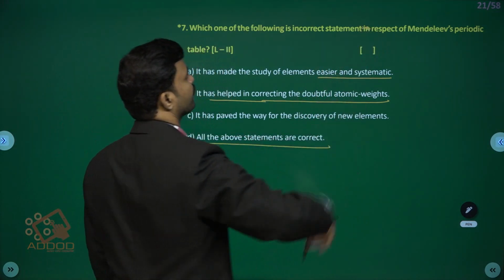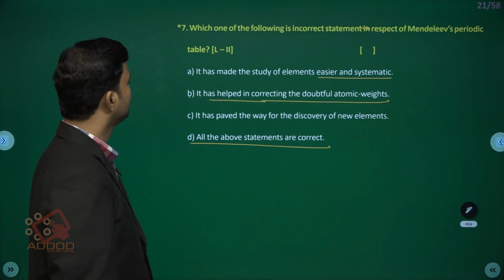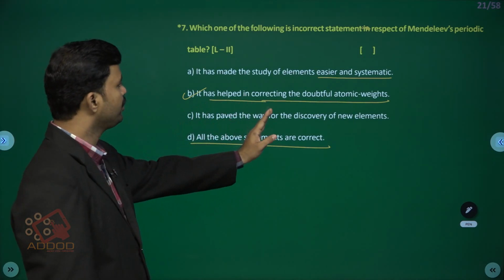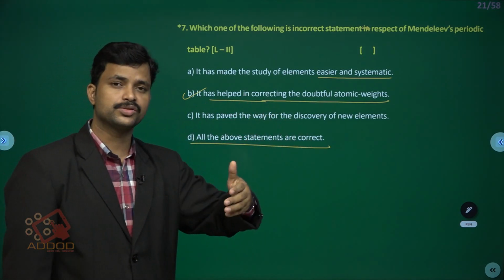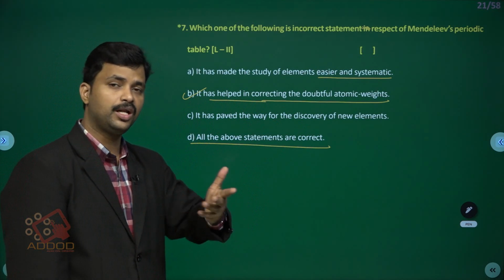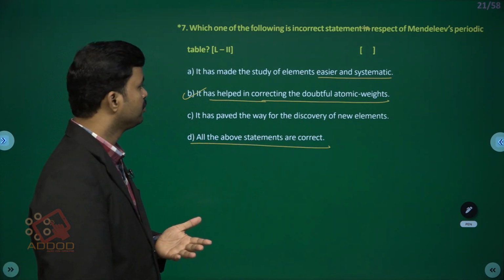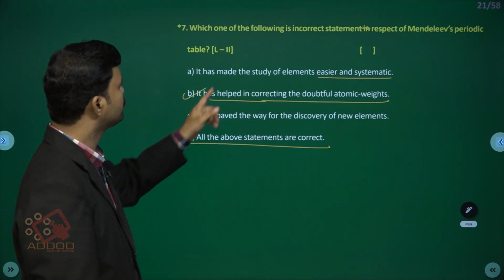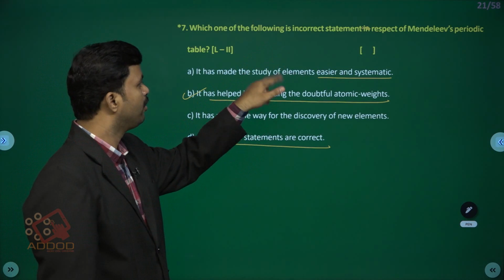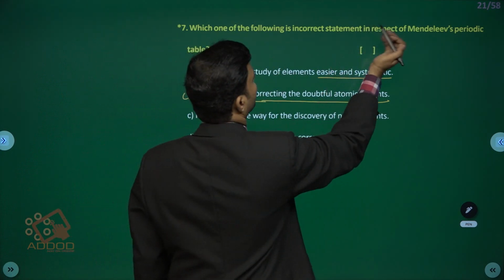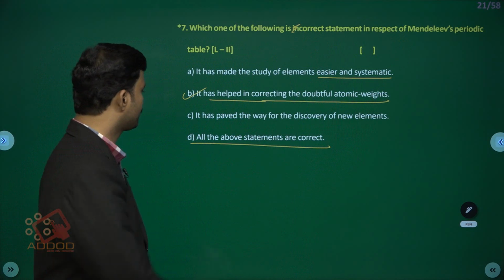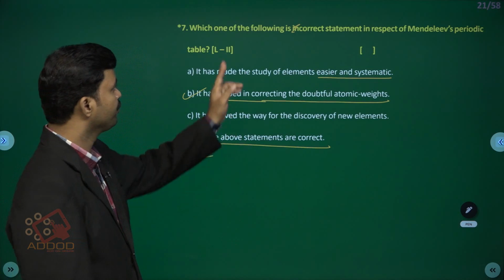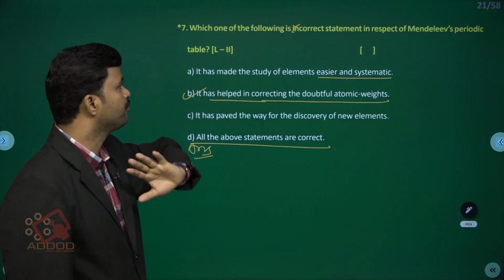So there is no disturbance in the question itself. This is also right only. It has helped in correcting, the atomic masses of some elements were corrected with the help of their valency. So all the statements are correct. Let's change the question itself, since it asks for incorrect but all are right statements only. Answer D, all the above statements are correct, no disturbance in the question. Just a minor error, so rectify that.